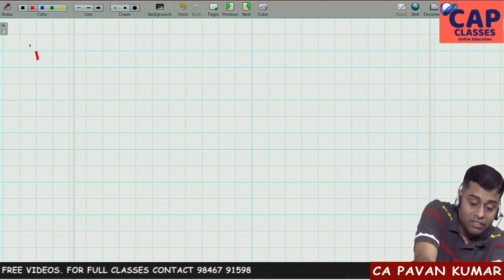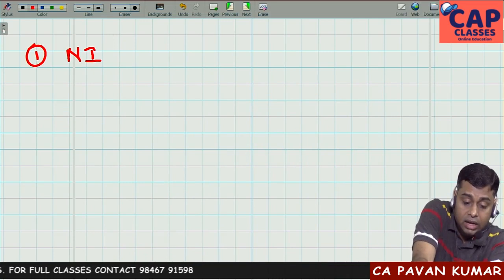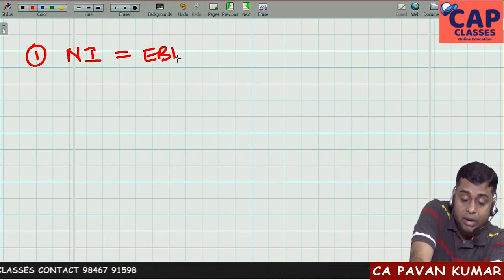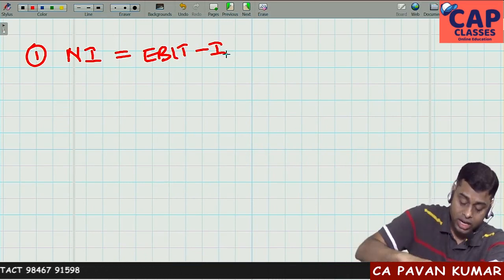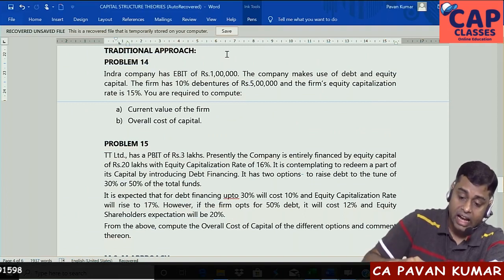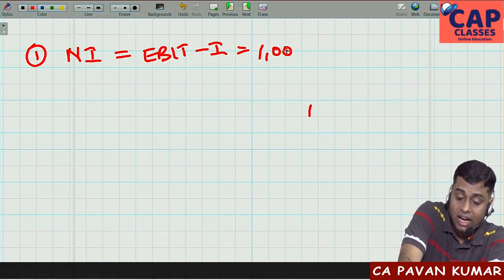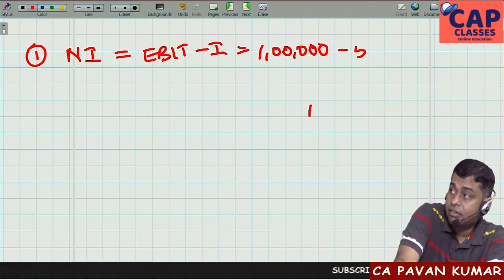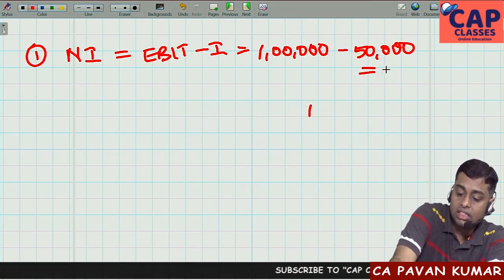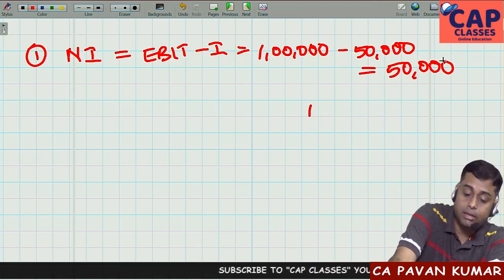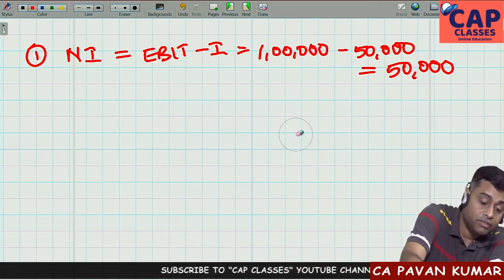Okay, so what is our step 1? Calculate net income. Net income is equal to EBIT minus I. What is our EBIT in the firm? 1 lakh. What is I? 50,000. So can I say that is equal to 1 lakh minus 50,000, that is equal to 50,000. Correct? So this is 1.